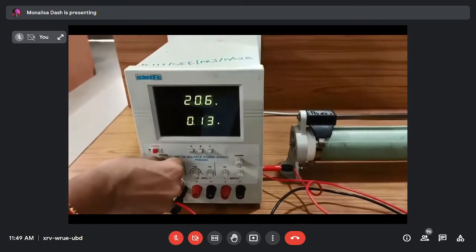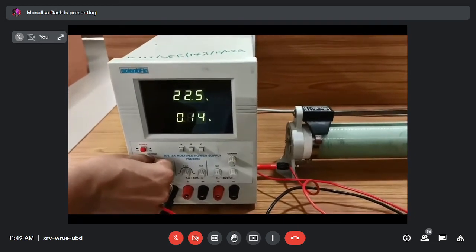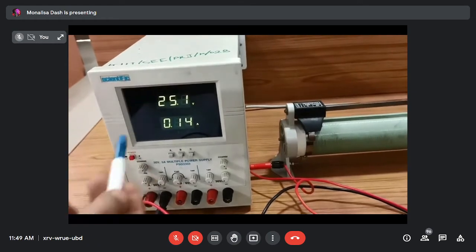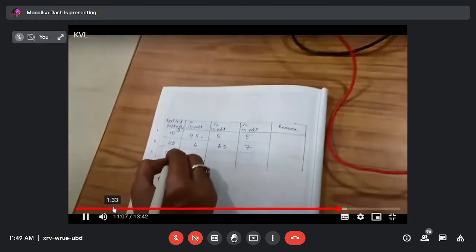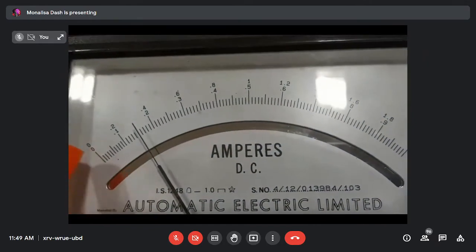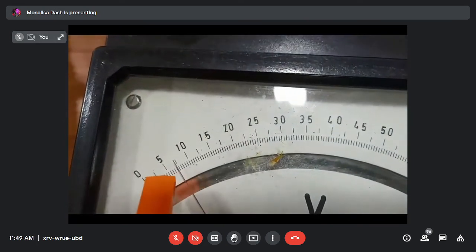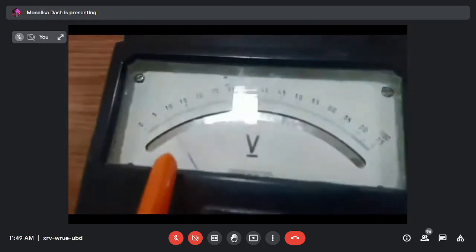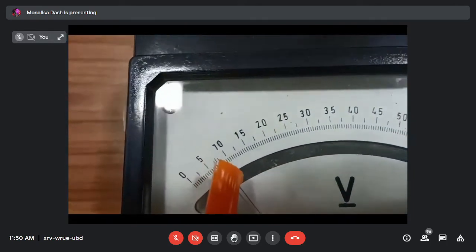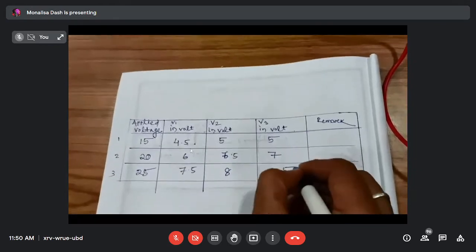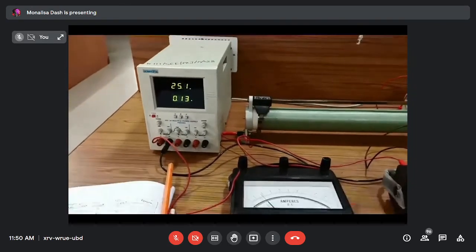Then we will go for the next reading. This is 25 volt. Slowly we increase. Okay, approximately this is 25.1. We will take it as 25. Current through that circuit is 0.16 ampere. And this one is 7.5 volt on the first voltmeter, the second is 8, and the third one is 8.5. Our observation part is over.